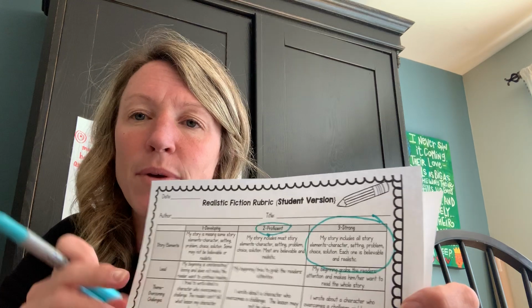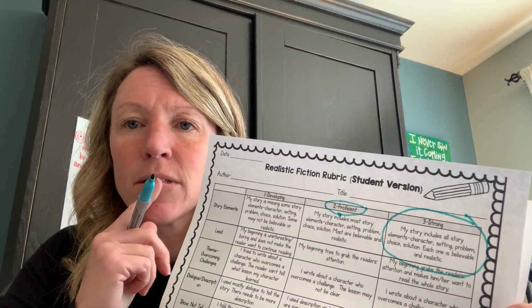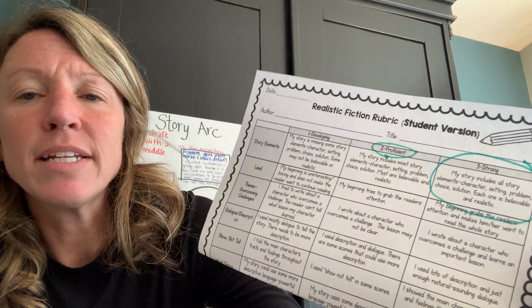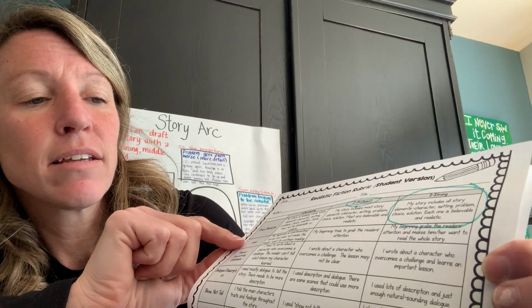Think about your story right now. Do you have all the story elements? If you do, then you can mark yourself as a 3 also. I'm going to move this up a little bit so it's easy to see. All right, next is the lead.